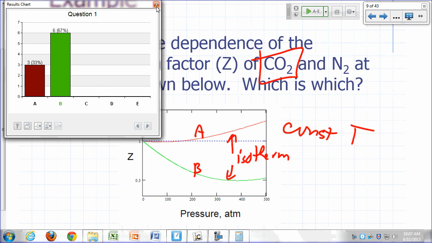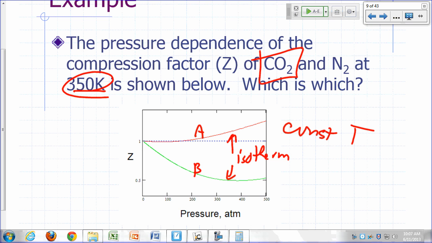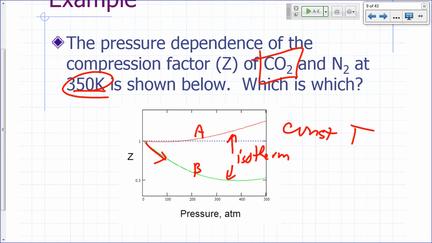Why B? Well, what does a dip below 1 mean? When Z dips below 1, what does it mean? Attractive forces. You're looking at conditions where attractive forces are significant so that the gas occupies a smaller volume than it would if it were ideal, right? When Z equals 1 right here, that's the ideal case.